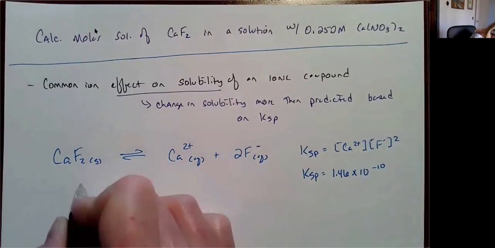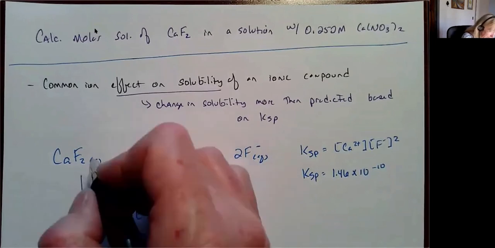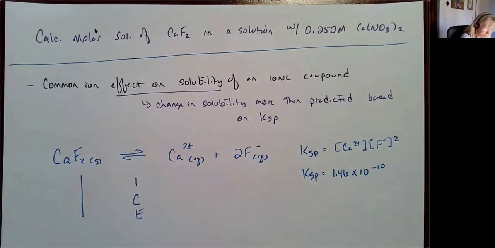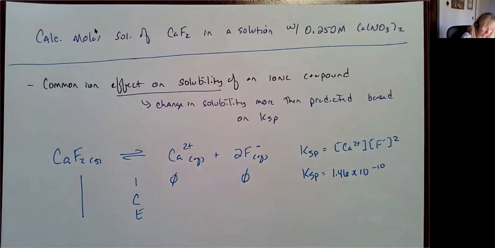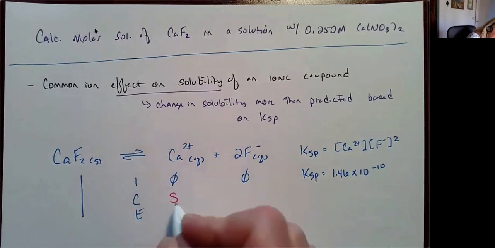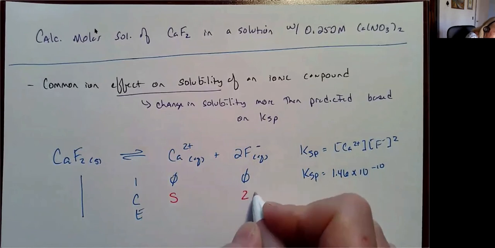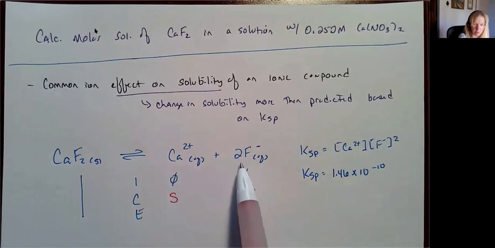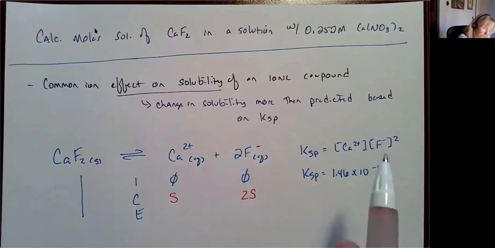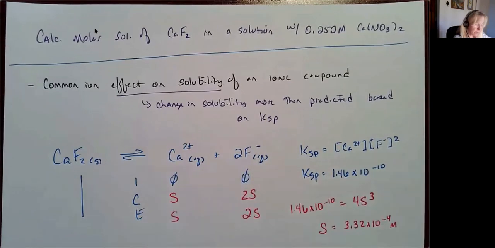So remember, I don't care what's happening here with my solid because it doesn't go into my law of mass action. I'm going to assume that I have 0 here. My change is going to be that S. So I'm going to increase by S here. I'm going to increase by 2S here. So for every calcium ion, I'm also going to dissolve 2 fluoride ions. So this would be in pure water.